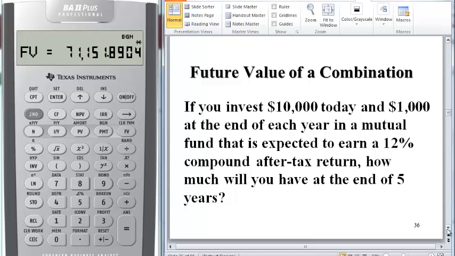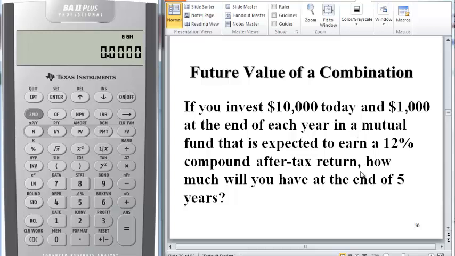What if I invested $10,000 today and $1,000 at the end of each year in a mutual fund expected to earn 12% compounded after tax? How much am I going to have at the end of 5 years? Again, let's clear our time value of money. Does it say anything about beginning? No. So what do I want to do? Second payment, second enter. I don't actually have to say second enter, I can just say enter. So I've set my calculator back to ending mode.